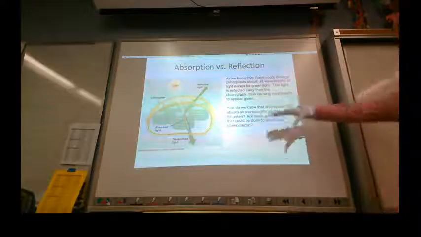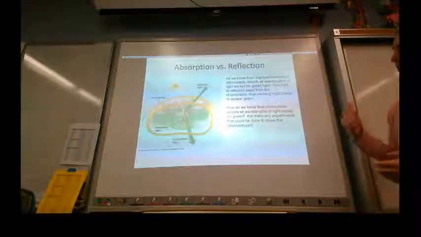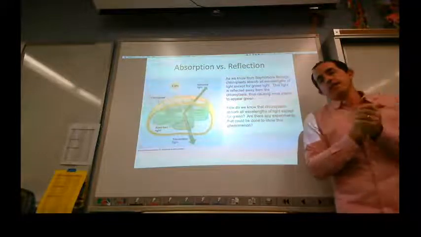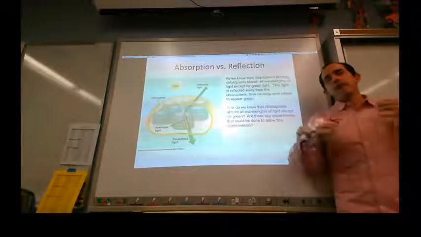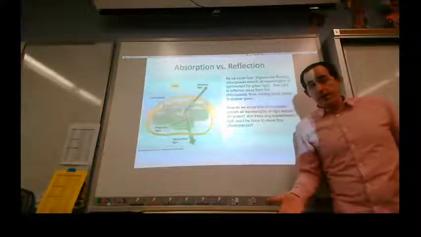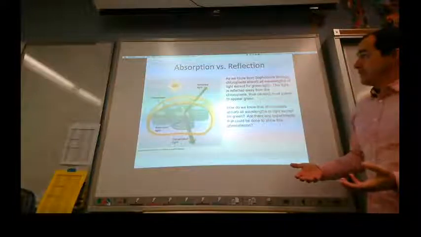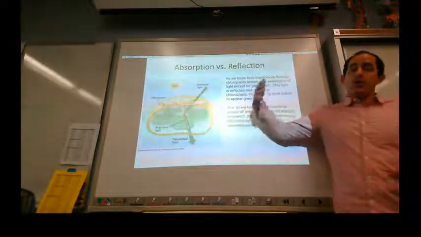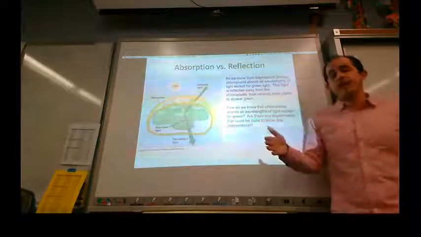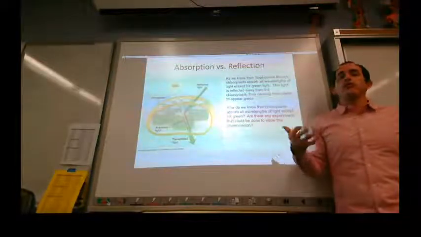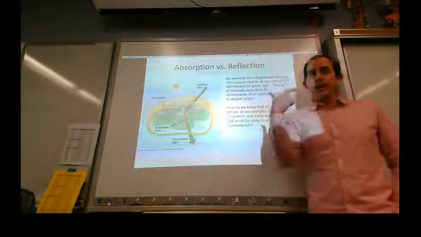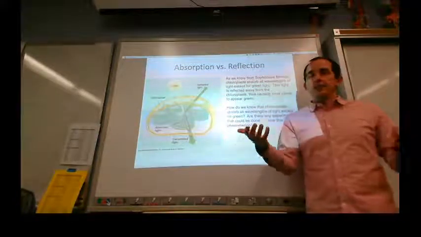The idea is this. As we know, chloroplasts absorb all wavelengths of light except for green. Okay? How do we know that kind of right off the bat? When you look at a green plant, it's green. What's happening? The chloroplasts are absorbing all of the different wavelengths of light except for green. Green is being reflected, it's bouncing off of the chloroplast, it's hitting our eyes, and we see it as green.